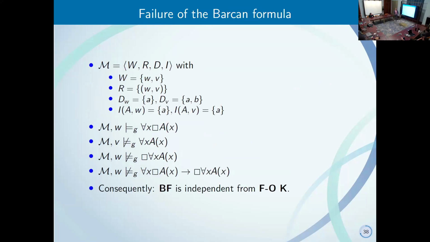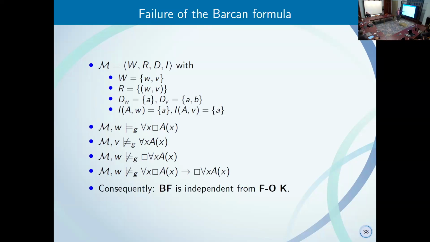See here the failure of the Barcan formula now. We have an increasing domain, so a holds true at w, and a and b hold true at v. The element a has the property A in both worlds. We have for all x, box A x. Why is this the case? For every element at w, which is only the element a, box A x holds, right? If A holds at the world w, that's the case.